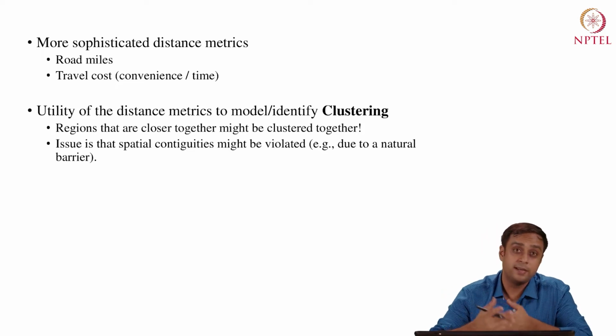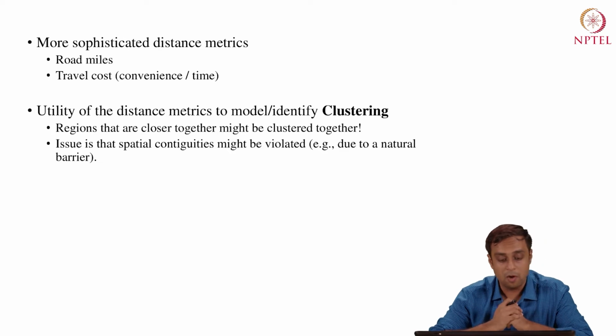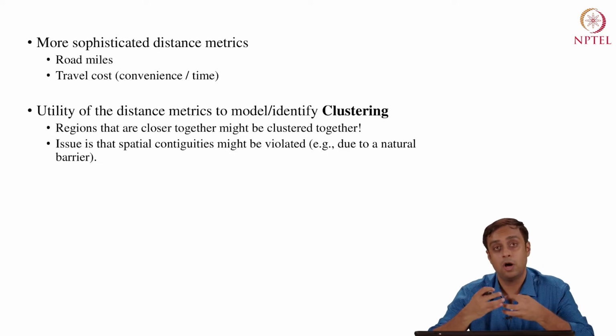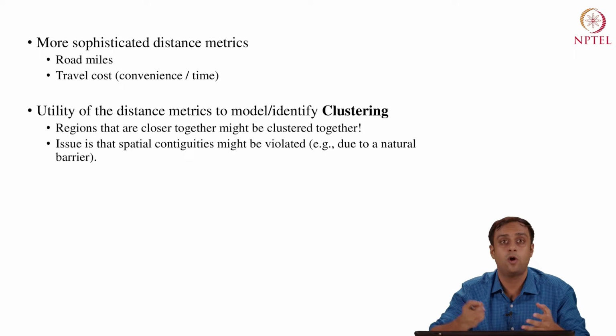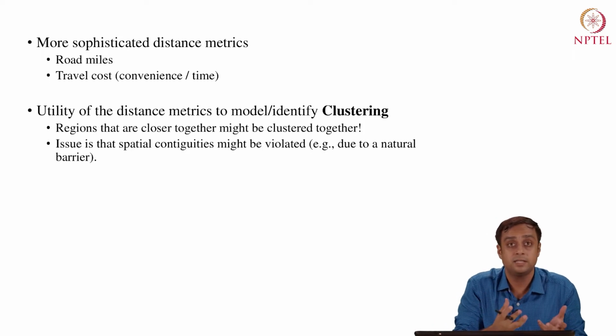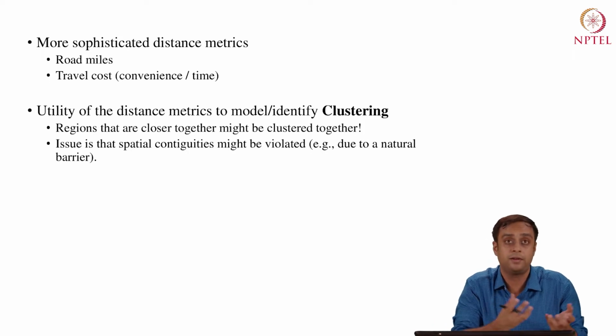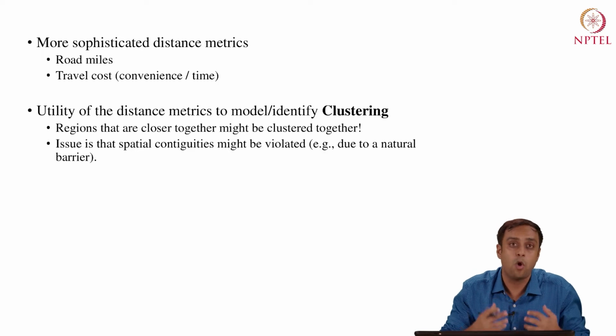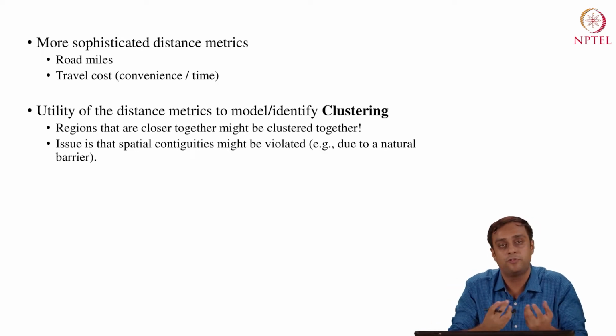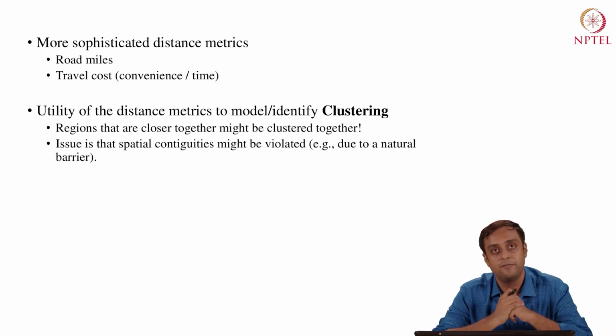Another method is called the travel cost method. Now travel cost accounts for not only distances but also things like time and convenience. So you can have issues like traffic congestion, right? All those concepts can also be brought into defining distance between two locations. So these are more sophisticated measures.